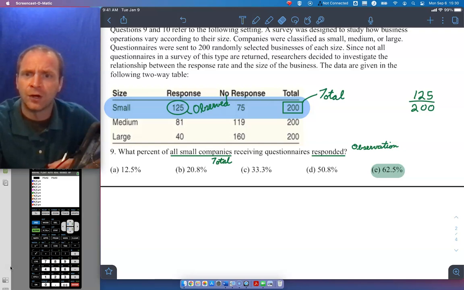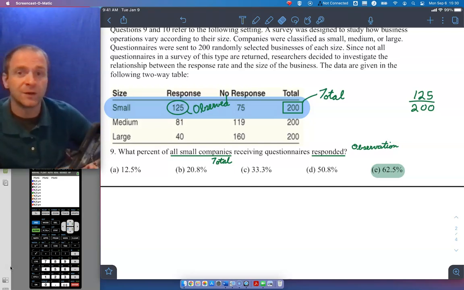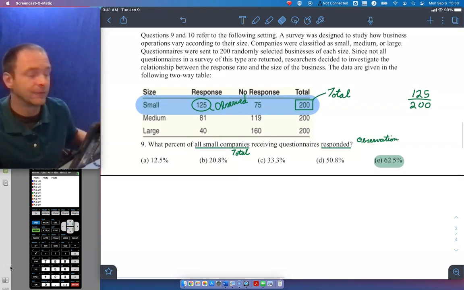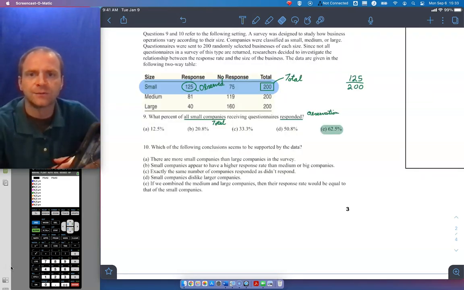What % of all small companies? So that's my total. Of all the small companies, which there was 200, how many of those receiving the questionnaire responded? 125. So keep in mind which row you're looking at and which column you're looking at. Are you looking for the intersection? So that's question 9. Now question 10 uses this same prompt, which is why I read the directions for this. So let's continue on with number 10. Question 10 is asking us which of the following conclusions can be supported by the data. So in other words, which of these is true?